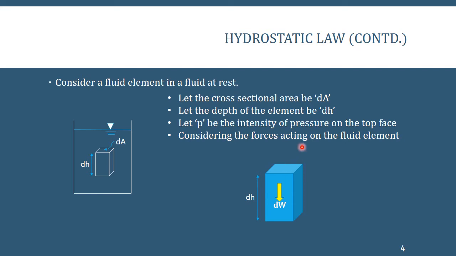So, since small p is the pressure intensity on this top face, the pressure force acting on the top face is going to be pressure into dA. Why into dA? Because this is the area of the top face. The area of the top face is given as dA, and so the pressure force acting on the top face is given by P into dA.